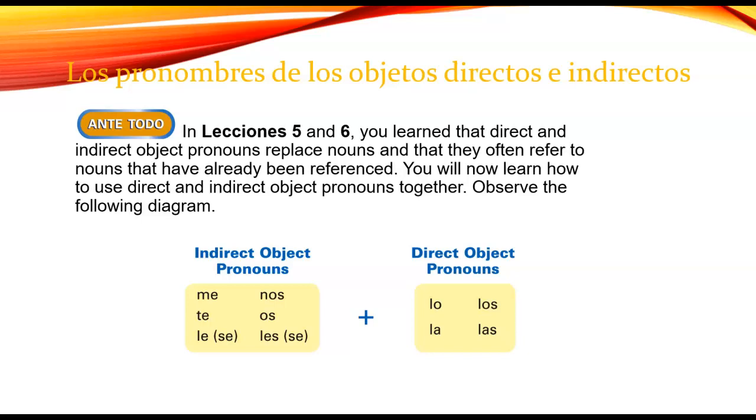So indirect object pronouns being me, te, le, nos, and les. They put se in parentheses, and I'll go over that in just a minute. And the more common direct object pronouns when we use double objects are lo, la, los, and las. Don't forget there are also the me, te, and nos that are also direct object pronouns. Okay.